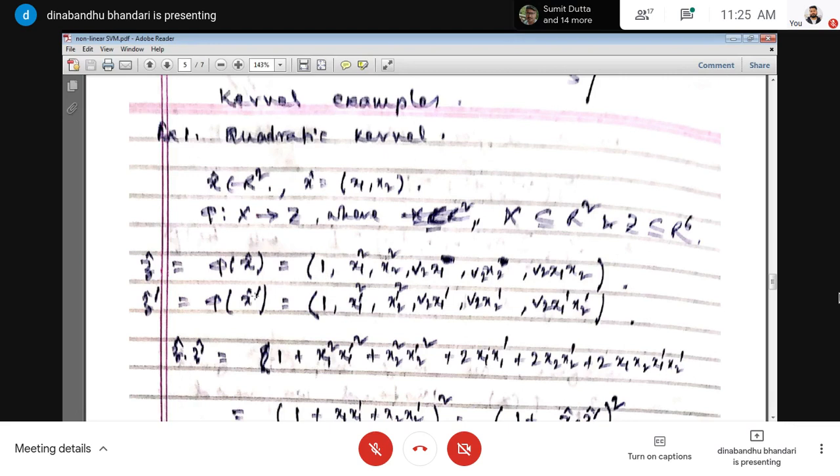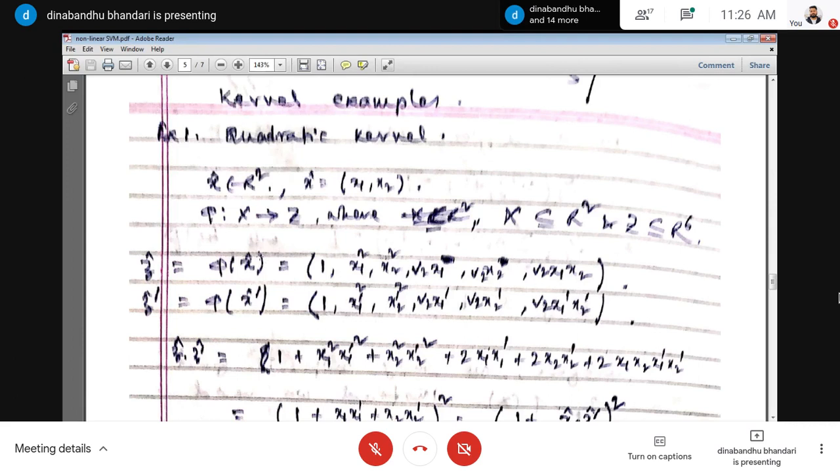Now there is another point, x dash, which is x1 dash and x2 dash. The same mapping we have to perform here. This is the constant term, x1 dash square, x2 dash square, x1 dash x2 dash, and x1 dash, x2 dash. These are the two transformations we got.